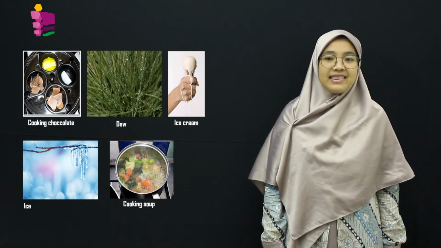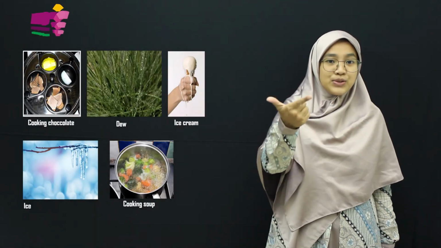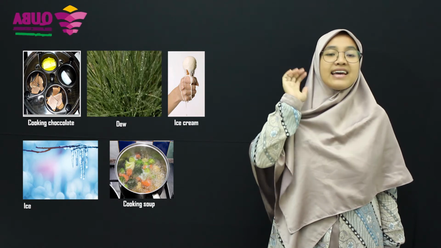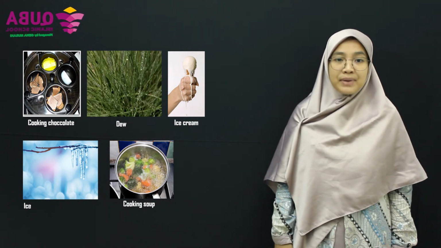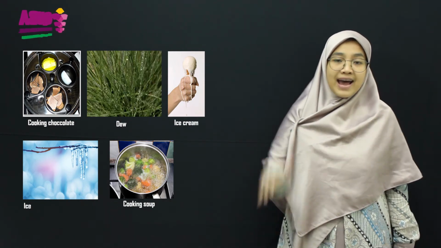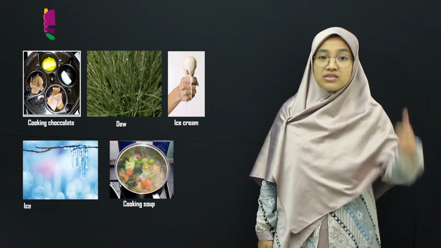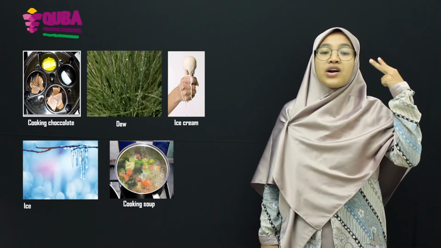Teacher Saras has 5 items. The items are cooking chocolate, dew, ice cream, ice, and cooking soup. So please now classify these 5 items into solid, liquid, or gas.